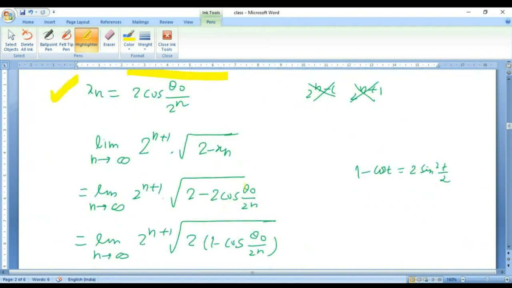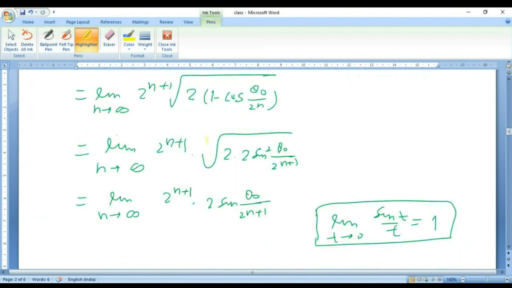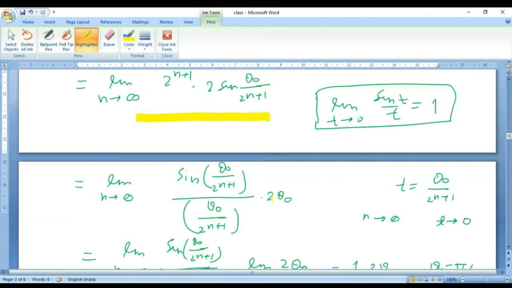The next step was to calculate the limit. So we simplified this expression, of which I had to find the limit. And then in the last step, we got this as our expression. And this limit, we have just using sine t over t equal to 1. It's minor adjustments, and your answer comes out to be 2 theta naught. And so that's our answer.